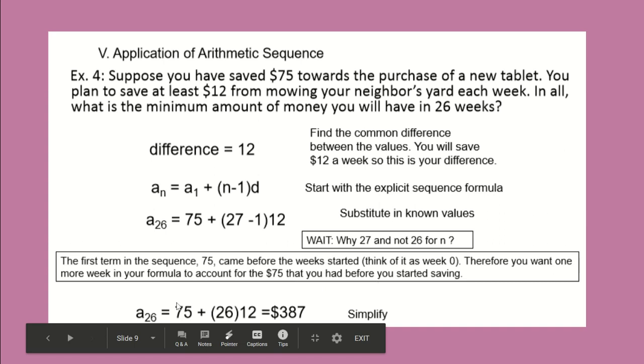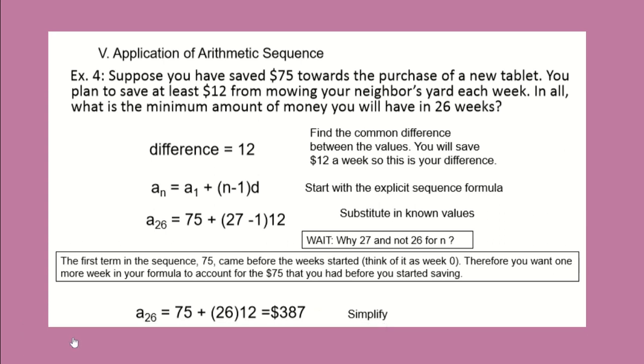So if we simplify that expression, we are going to get $387 saved in 26 weeks. And that is it. Go back, pause it if you need to for your notes.